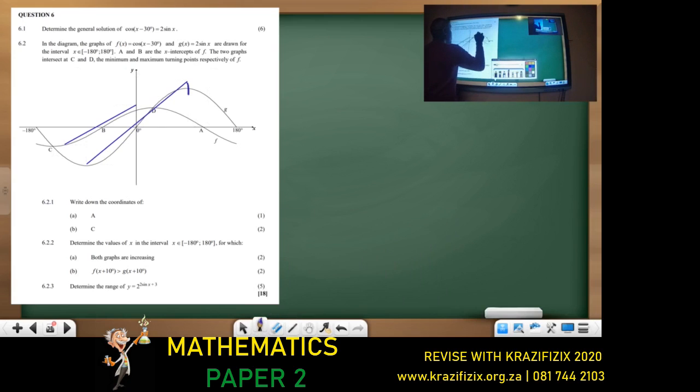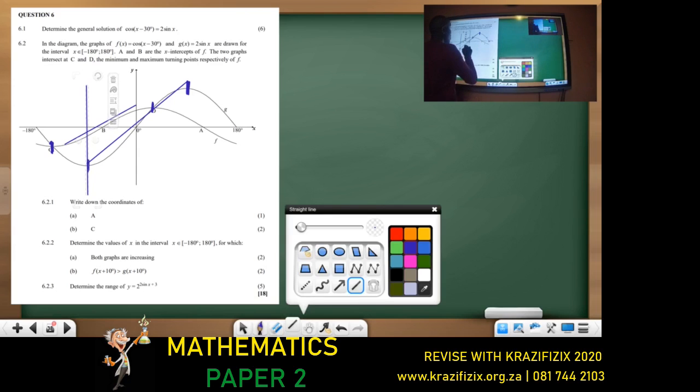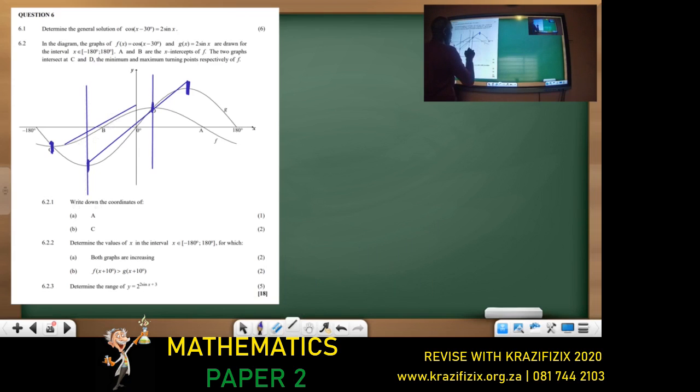Let's see. That's where that is increasing. And from the turning point to the other turning point, that's where it's increasing. But the question says we want both graphs to be increasing. So where is that interval where both graphs are increasing? I'm going to draw a line there. And the other line would be here, because after that point, the other one starts decreasing.